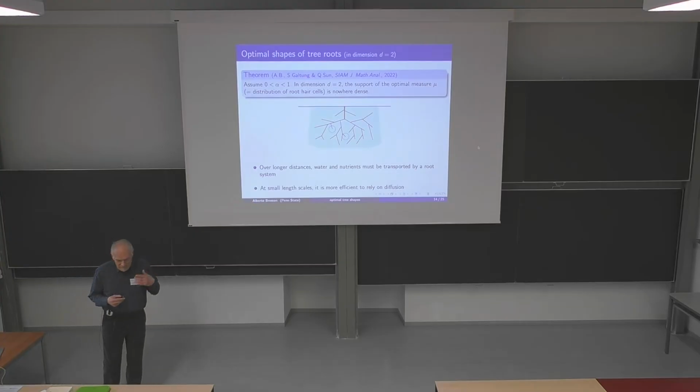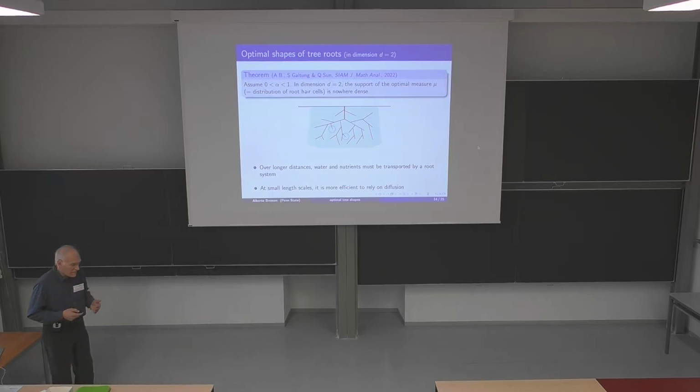So these are just basic existence results based on lower semi-continuity results. Okay, there are a few results that we could prove on qualitative theory. So one is about, in dimension 2, what can we say about the optimal shape of tree roots? So assume that alpha is between 0 and 1. Then in dimension 2, the support of the optimal measure is nowhere dense.